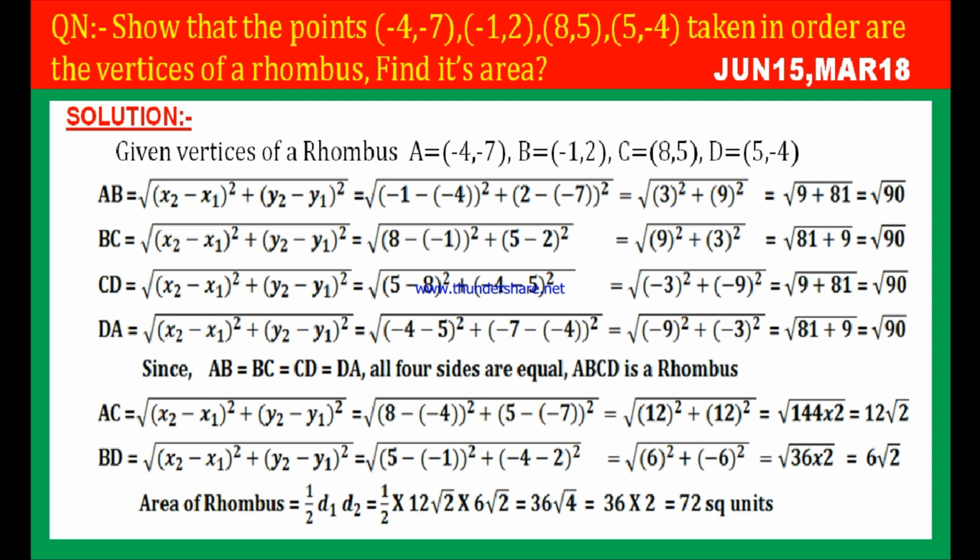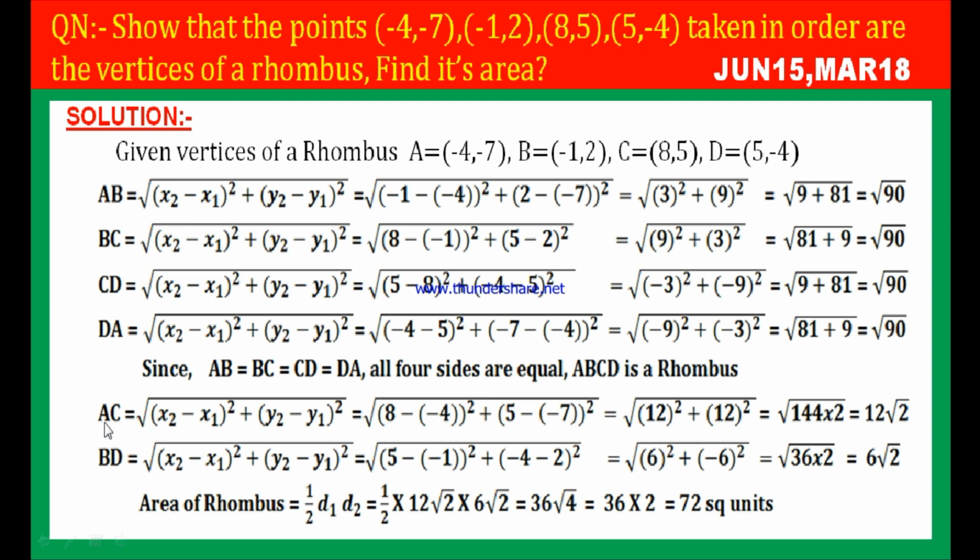Now the second part is you have to find the area of the rhombus. What is the formula to find the area of a rhombus? Area of the rhombus is given by half of D1 D2. D1 stands for the length of the first diagonal, and D2 stands for the length of the second diagonal. Therefore, you have to find the lengths of the diagonals also. These are the four sides. Then the length of each side is equal to root 90 units.